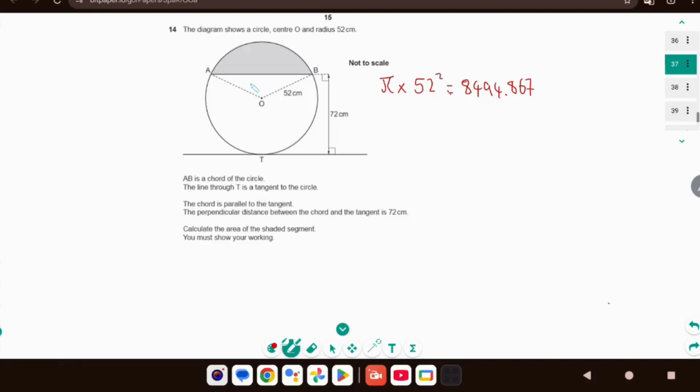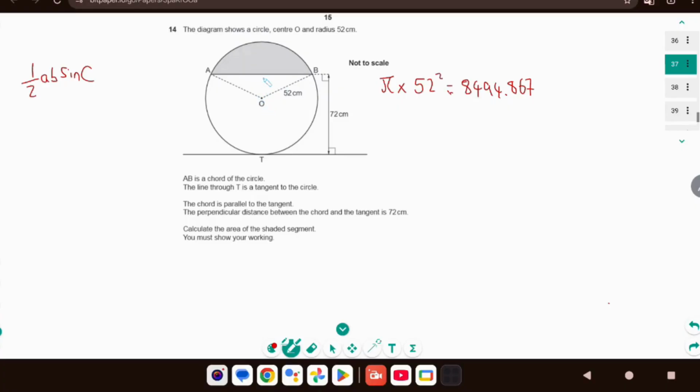It'd be useful to get the area of this triangle here. How do I get the area of a triangle? Well, I could do half AB sine C, which should be given in your formula book. You could do half base times height. We don't know the base. The base would be AB. We don't know the height. We don't know this angle.